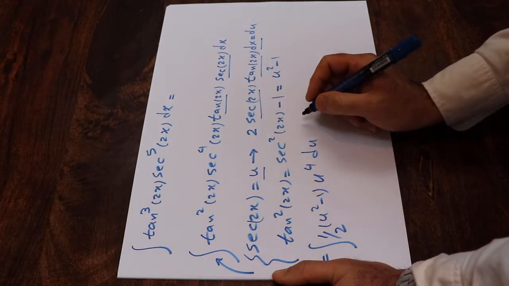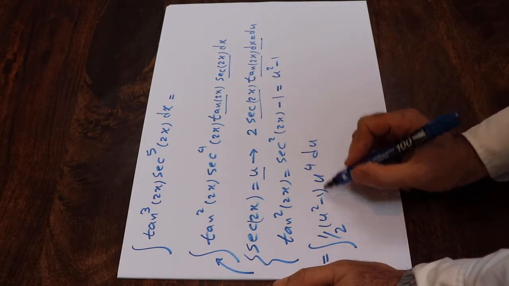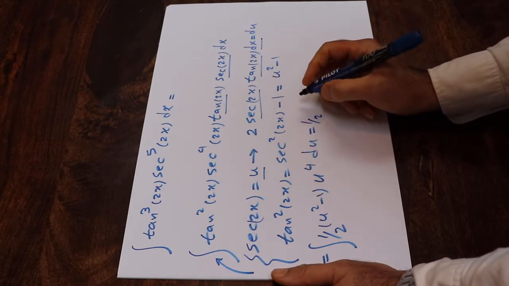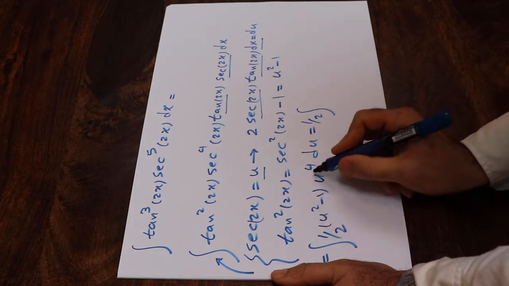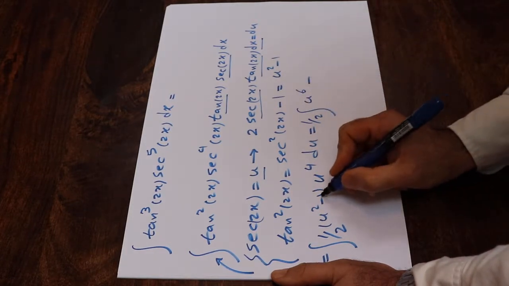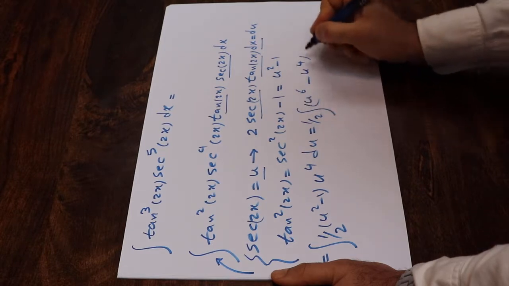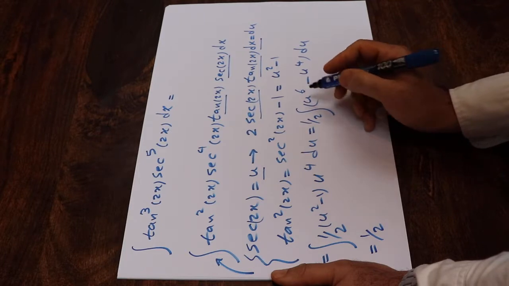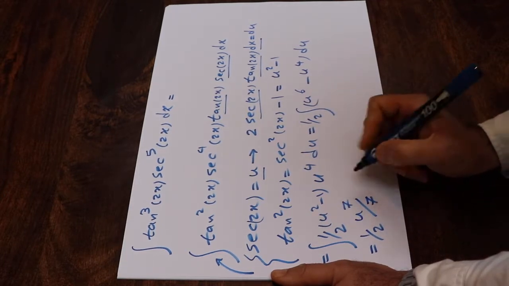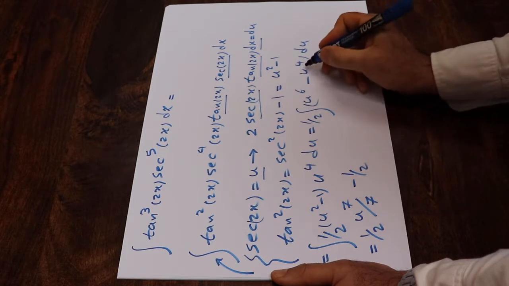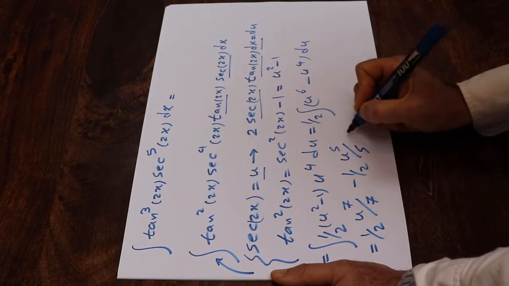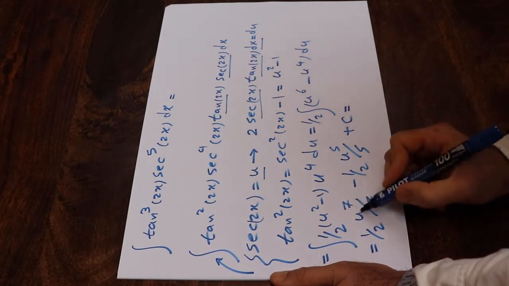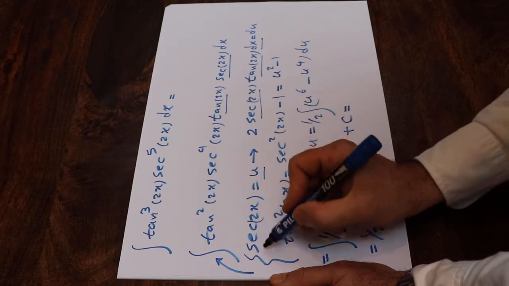To calculate this integral, you need to multiply these two: 1 divided by 2 times the integral of u squared times u to the fourth is u to the sixth, minus 1 times u to the fourth is u to the fourth, du. This integral will be equal to 1 divided by 2, the integral of u to the sixth is u to the seventh divided by 7, minus 1 divided by 2, the integral of u to the fourth is u to the fifth divided by 5, plus c. Now all you need to do is substitute the parameter u with its definition, which is secant 2x.